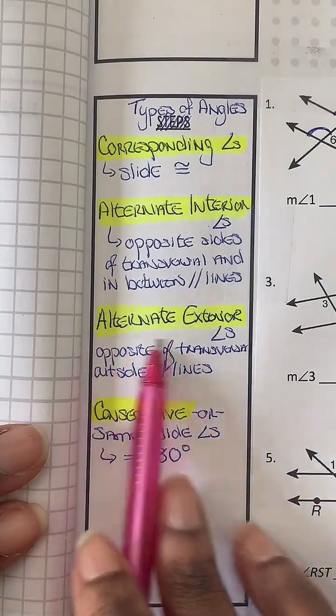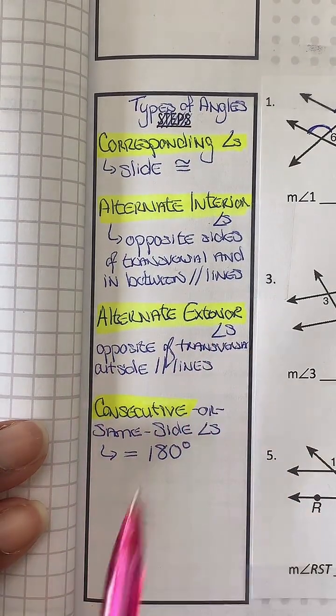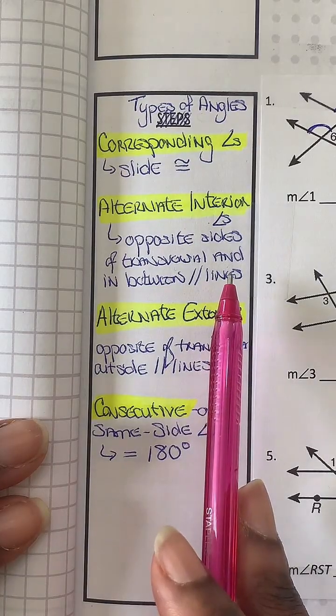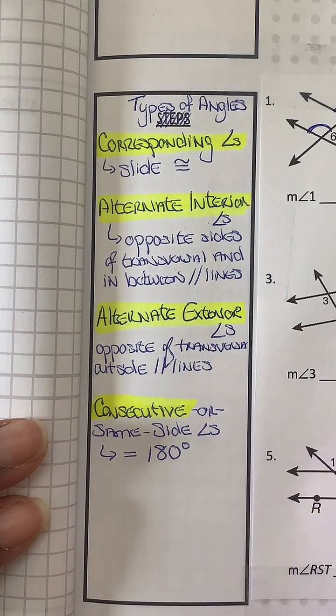Then we have alternate exterior. Remember, the exterior is on the outside. Alternate, one's going to be on one side of the transversal and the other's going to be on the other side of the transversal. All right.